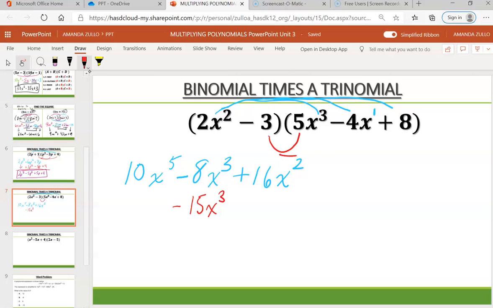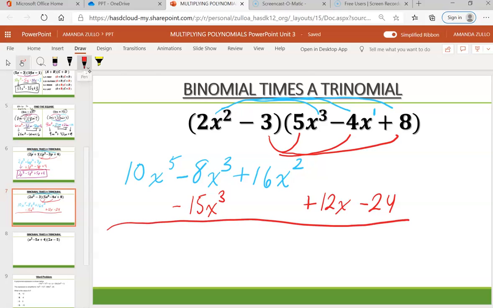Next, you have negative 3 times a negative 4x. Negative and a negative is a positive, and 3 times 4x is 12x. There is no just plain old x, so this is going to come over here because there is no like term. So we have 12x. And finally, last but not least, we have negative 3 times positive 8, which gives us a negative. 3 times 8 is 24. Again, no like term, so it comes over here.